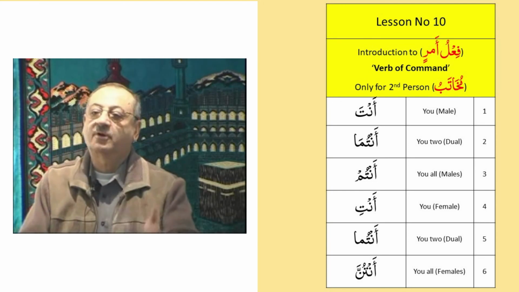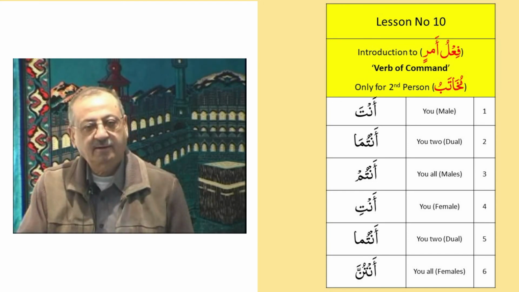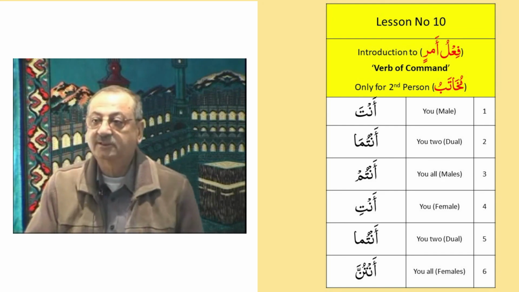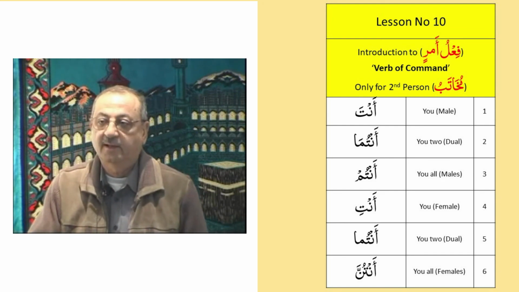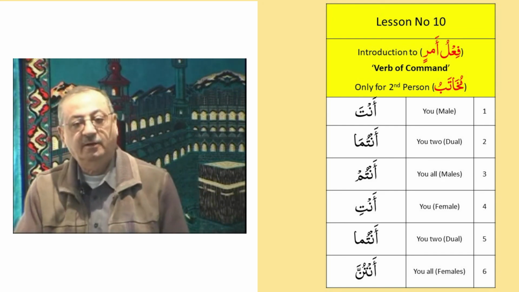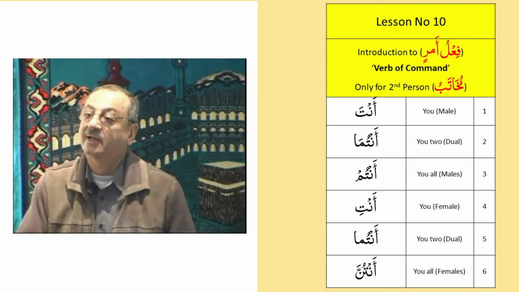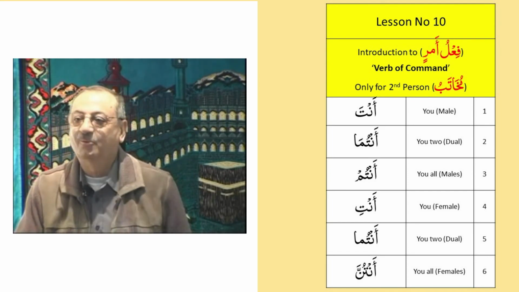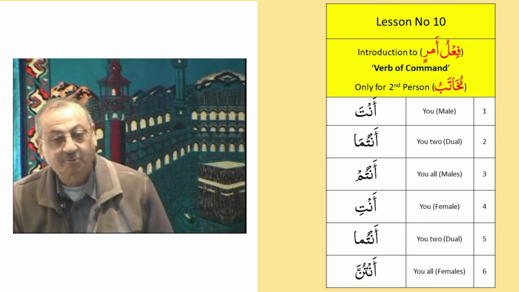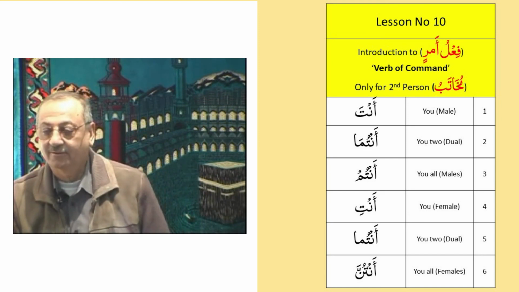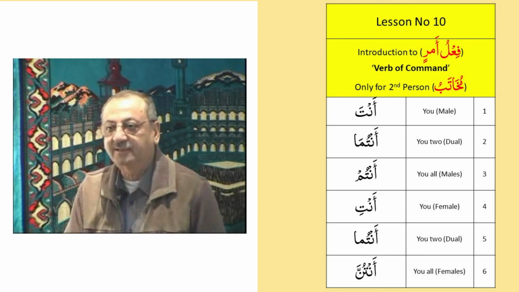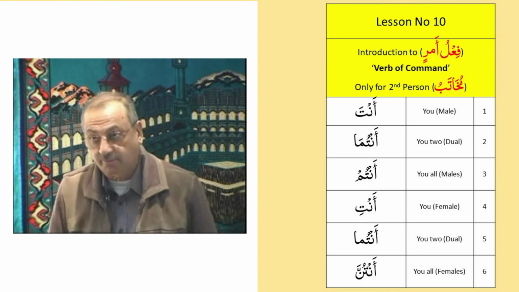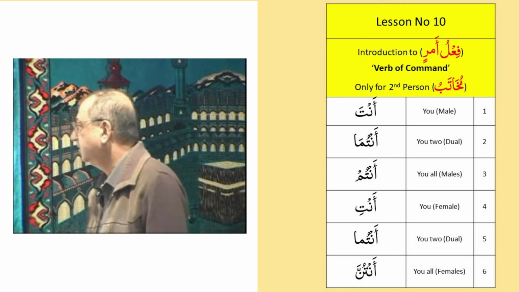The person who is in front of you, you give a command to him or a request. Both are there, request and command. And Fi3l Amr is used all the time in du'as. In du'as, we do not command Allah. We request Allah, we beseech Allah. So we have to understand that imperative means command as well as request. Okay, brothers and sisters?